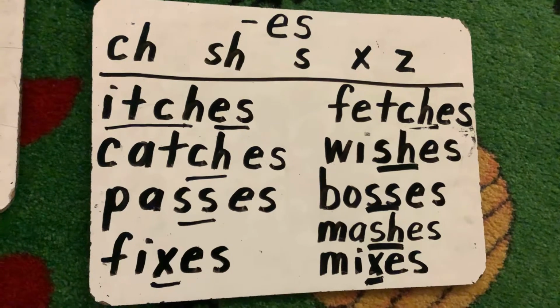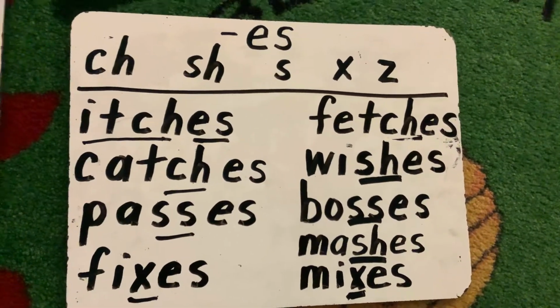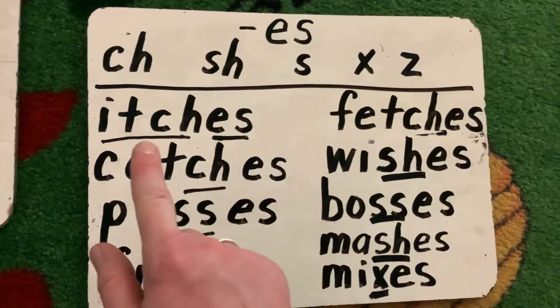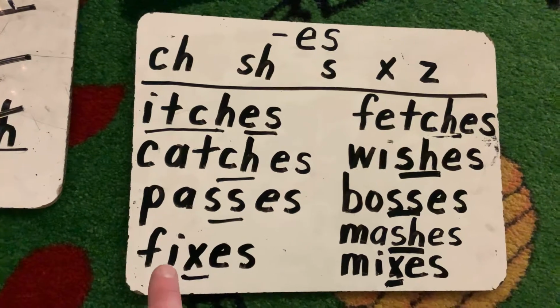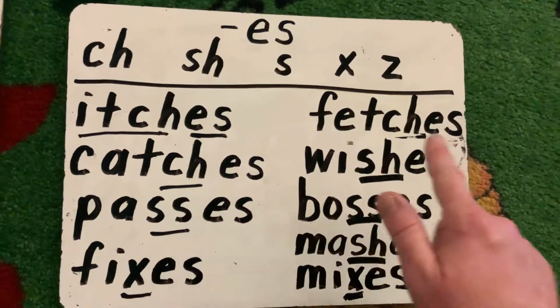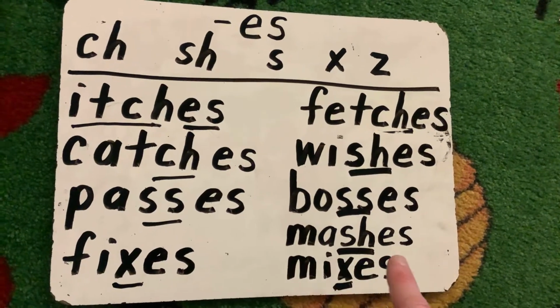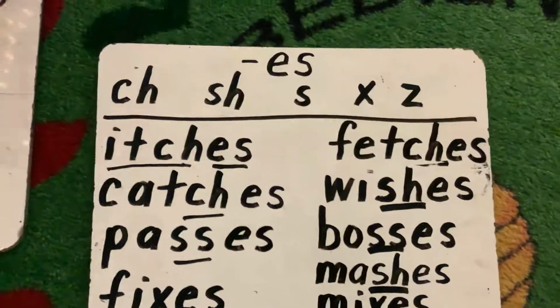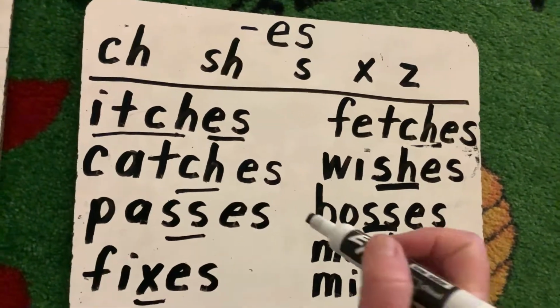If you like to go sledding. Here we go. Itches, catches, passes, fixes, fetches, wishes, bosses, mashes, mixes. All right, this time you shout the word out before I exit out. Here we go.